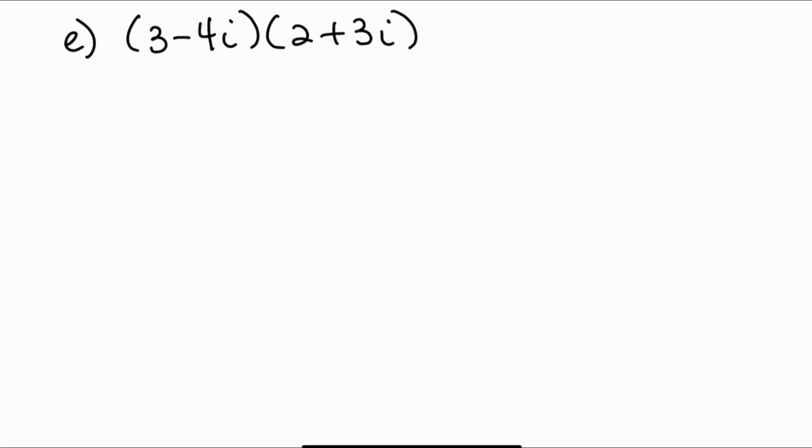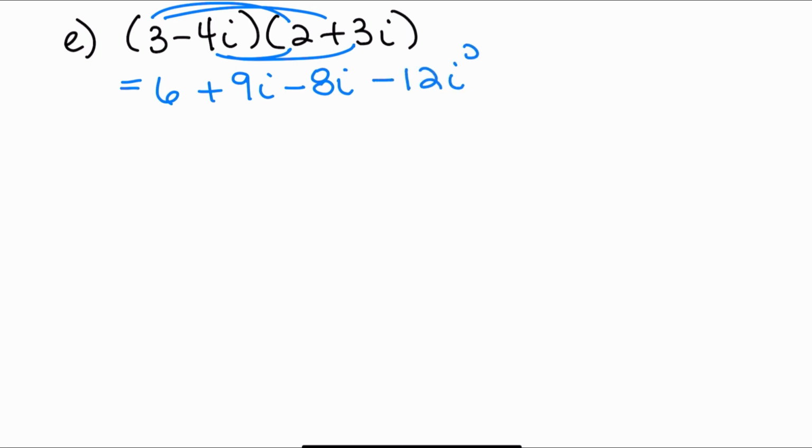So again, we're going to go ahead and distribute. 3 times 2 is 6. 3 times 3i is 9i. Negative 4i times 2 is negative 8i. Negative 4i times 3i is negative 12i squared.